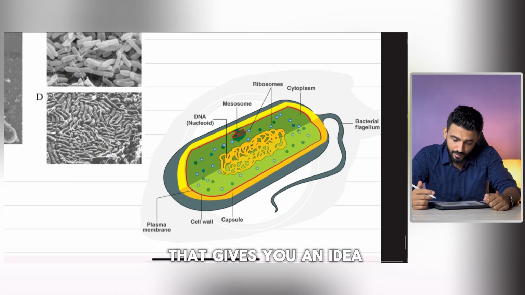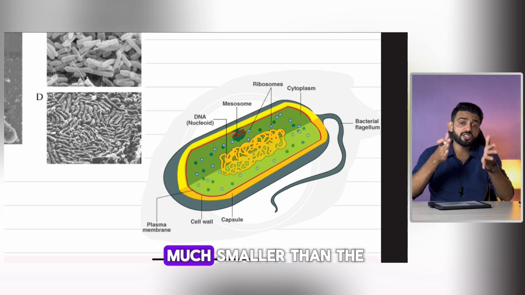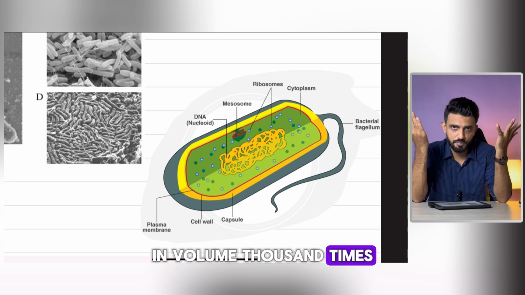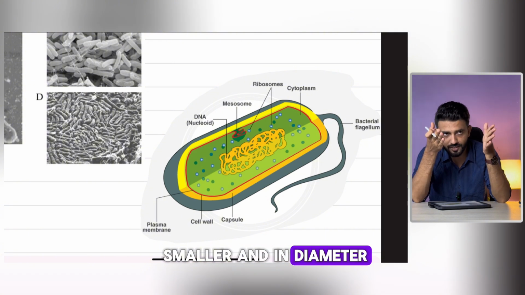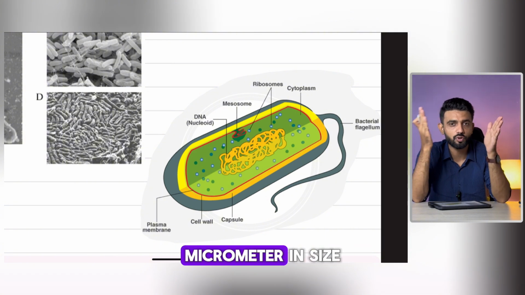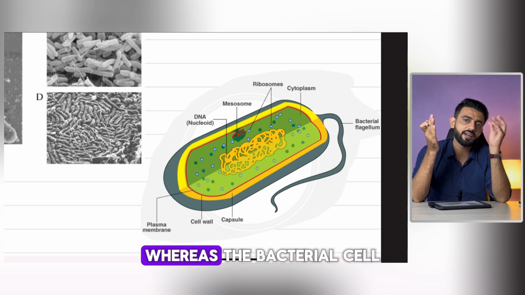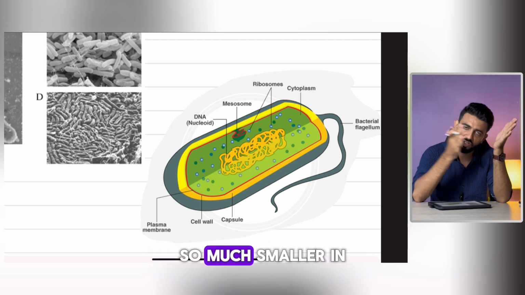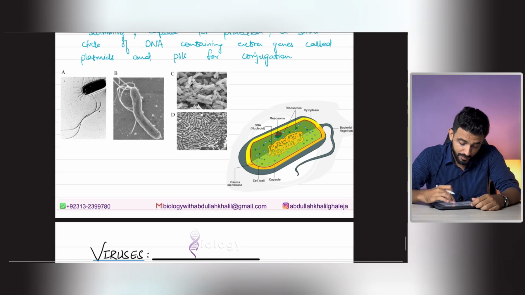This is the diagram that gives you an idea. Now, this cell is much smaller than the eukaryotic cell. In volume, 1,000 times smaller. And in diameter, let's say the animal cell or plant cell could be around 40 to 50 micrometer in size, whereas the bacterial cell would be around 1 to 5 micrometer in size. So much smaller in diameter as well.